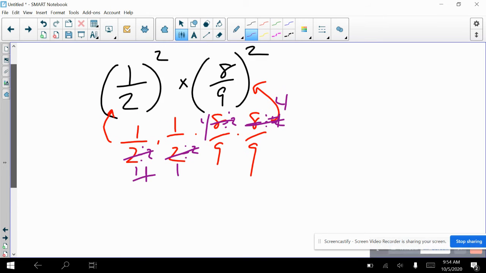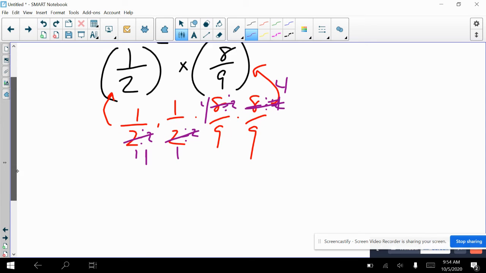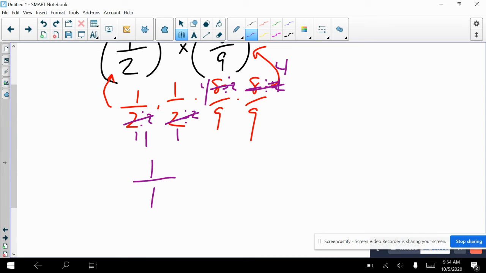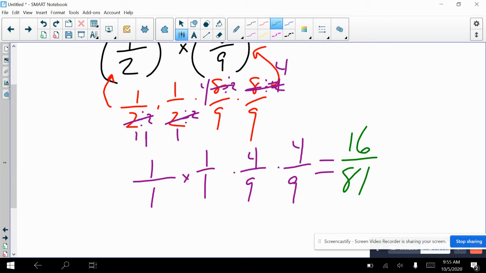So if we rewrite it, we have 1 over 1 times 1 over 1 times 4 over 9 times 4 over 9. And when we multiply across, 16 over 81. 1 times 1 is 1, times 4 is 4, times 4 is 16. 1 times 1 is 1, times 9 is 9, times 9 is 81. Okay, again, pretty big fraction.